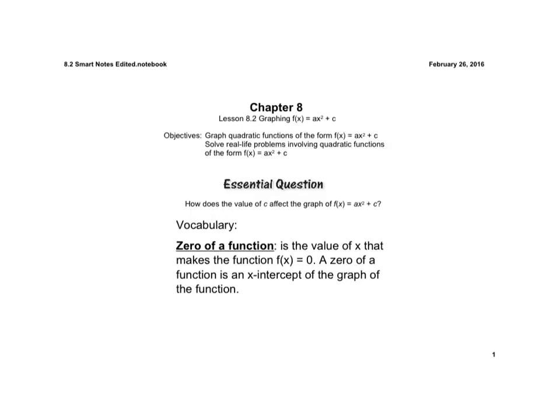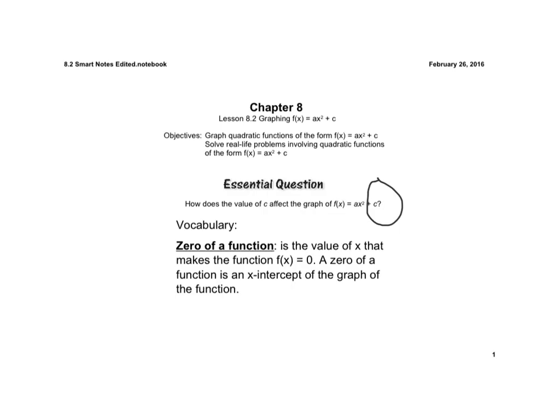We're moving on to section 8.2, graphing quadratic functions in the form of a times x squared plus c. The objective is to graph quadratic functions of that form and to solve real-life problems involving quadratic functions in that form as well. So our essential question is, how does the value of c affect the graph?